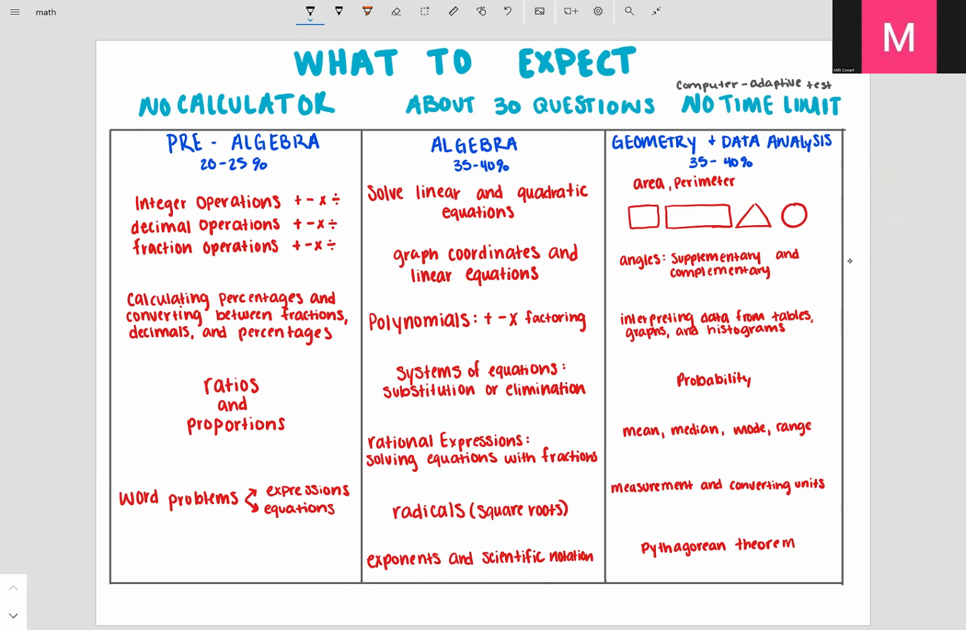Everyone, welcome to part 2. So today we're going to talk about the algebra section of the PERT test, which is going to be about 35 to 40% of the test. And we're going to start with solving linear and quadratic equations.